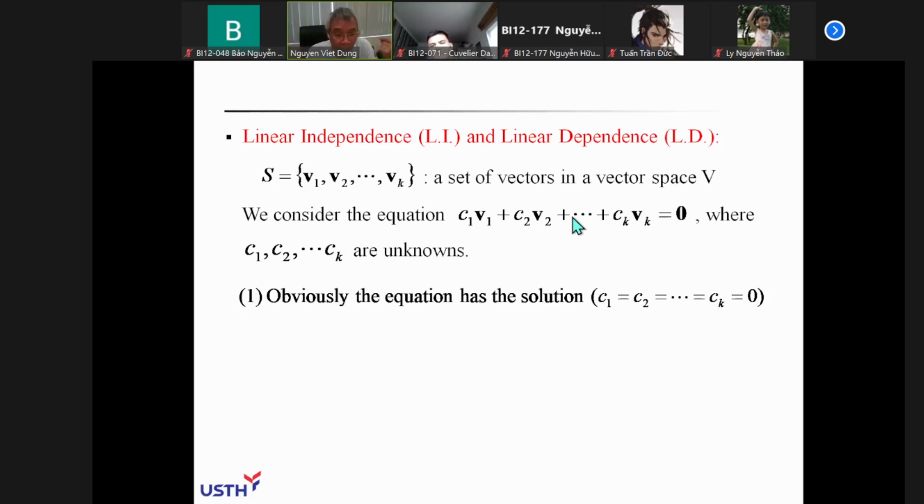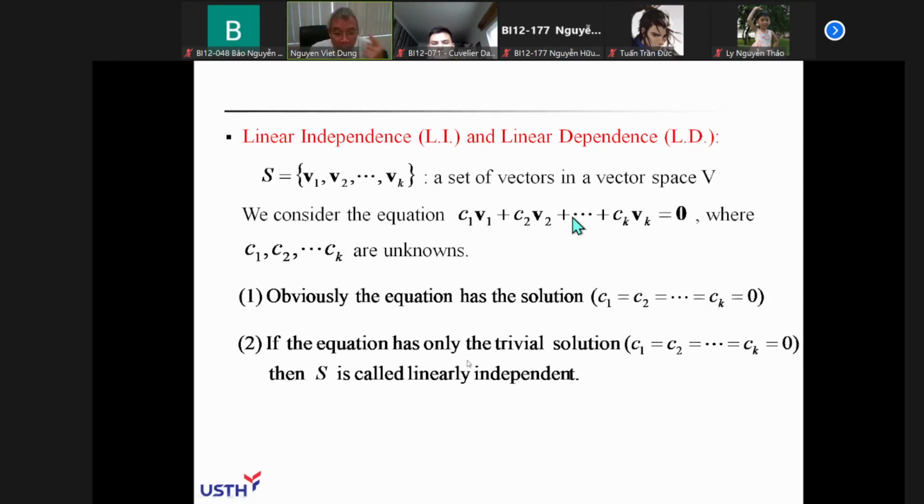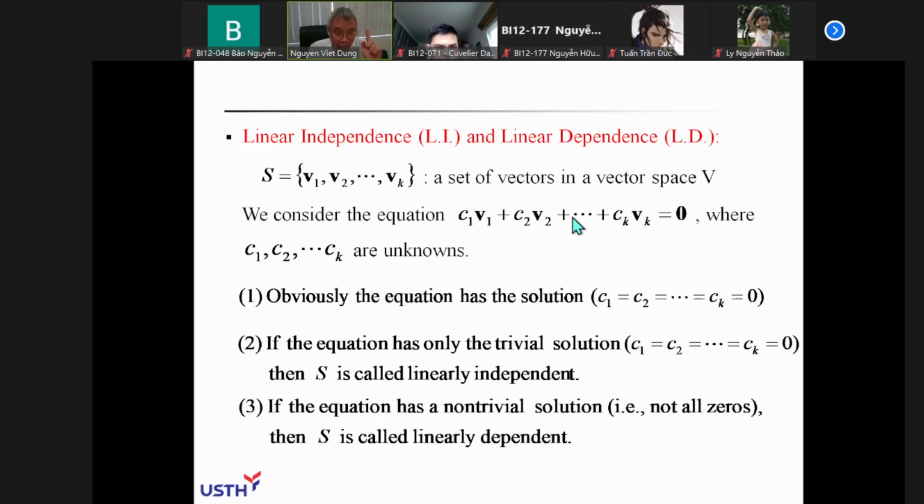Then we can define: if the equation has only the trivial solution, always C1 equals C2 equals ... equals Ck equals 0, then S is linearly independent. In contrast, if the equation has a non-trivial solution, which means we can find a solution where some Ci is not 0, then S is linearly dependent. So that is the definition of linearly independent and linearly dependent. The definition is very easy to remember.